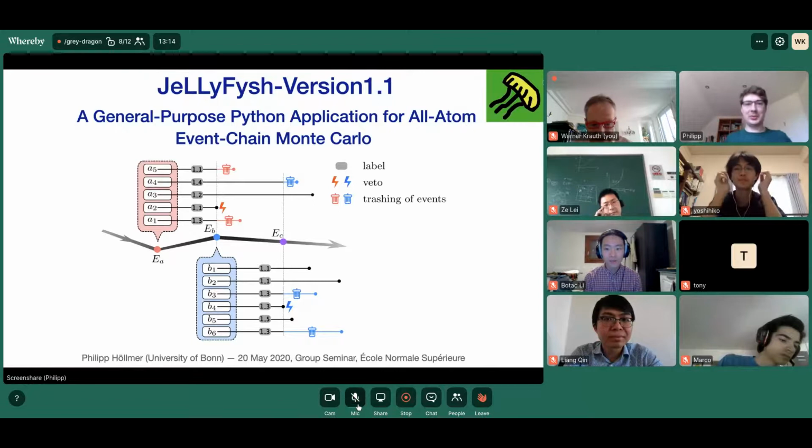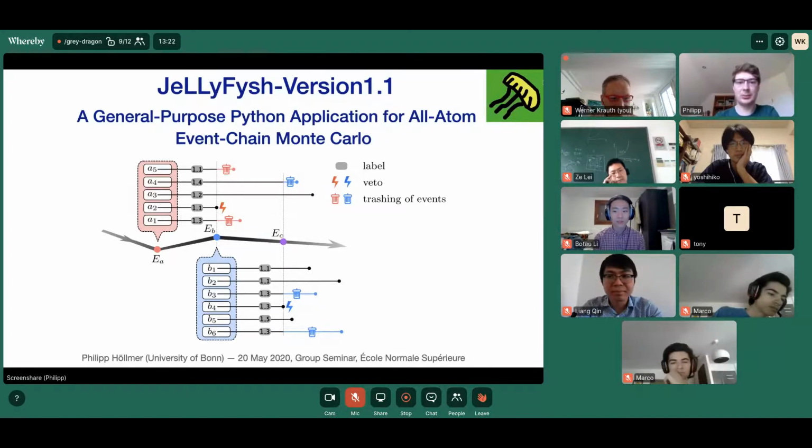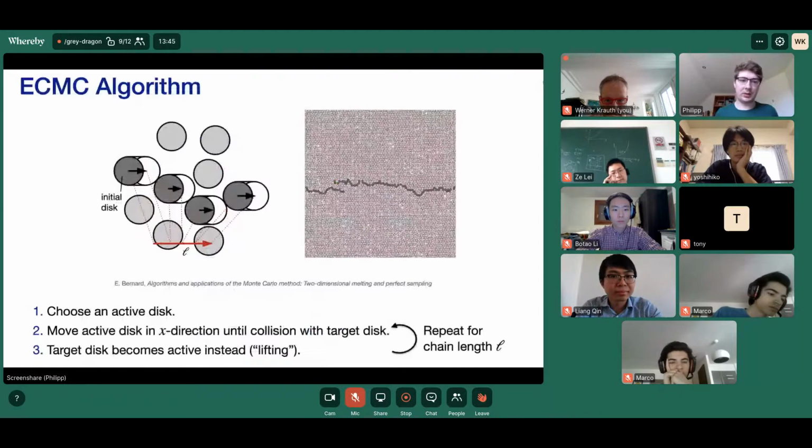So in this talk, I'm going to present JeLLyFysh version 1.1, which is basically the next version of the general purpose application we designed last year, in which I wrote about my master thesis. This work was done together with Liang Qin, who is also present, with Tony and with Werner Kraut, and of course with Michael Faulkner, who's not here, I think.